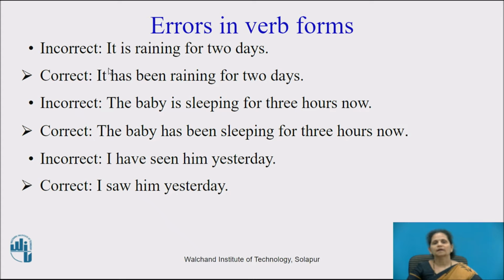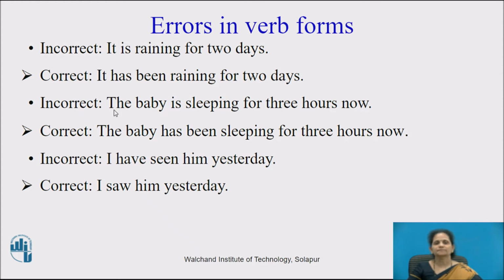The first sentence is, "It is raining for 2 days." It indicates that it has been raining from 2 days ago. The action started before and is still continuing. So, the correct answer is, "It has been raining for 2 days."